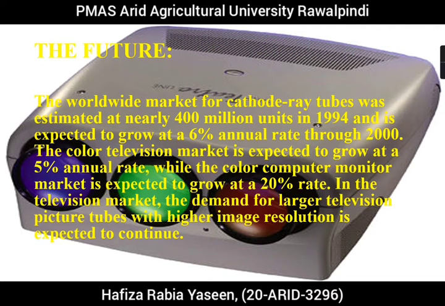In future, the worldwide market for cathode ray tubes was estimated at nearly 400 million units in 1994 and is expected to grow at a 6% annual rate through 2000. The color television market is expected to grow at a 5% annual rate, while the color computer monitor market is expected to grow at a 20% rate. In the television market, the demand for larger television picture tubes with higher image resolution is expected to continue.